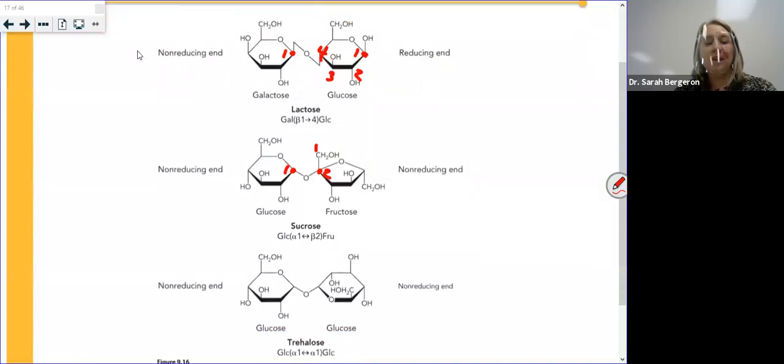So when we look at this, what do you notice that's different between lactose and sucrose? Do you see how in sucrose, both anomeric carbons are participating in the glycosidic bond? That means that this sugar is non-reducing. Here, only one of the anomeric carbons participates in the glycosidic bond. So this is a reducing end. That means that this carbon is still very reactive, and so can participate in oxidation reduction.